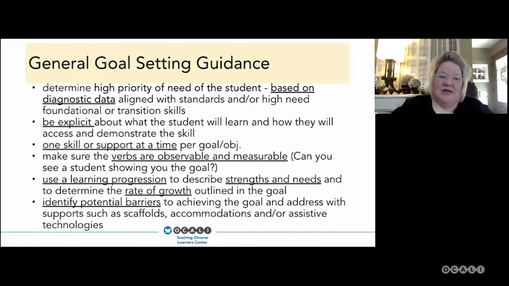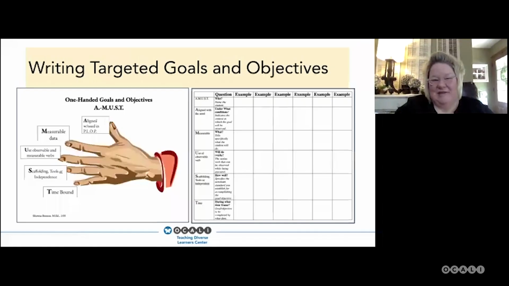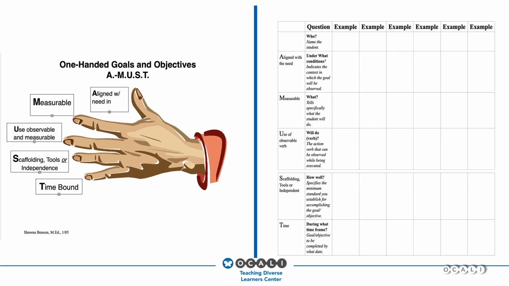So let's take a look at the features of every goal. Every good goal and every good objective should have these 5 things, okay? So I call these the one-handed IEP or goal and objective characteristics, and we want to make sure that every single goal and every single objective hits these 5 points. So the first point is that every single goal or objective should align with a need.